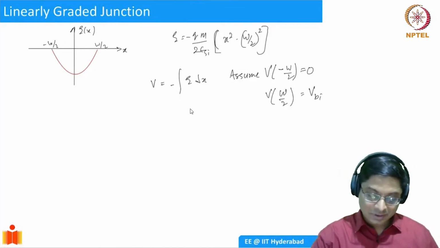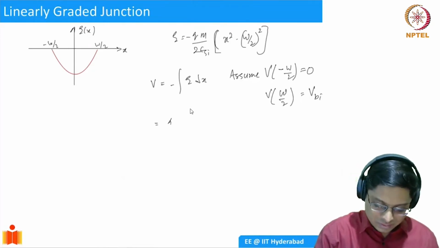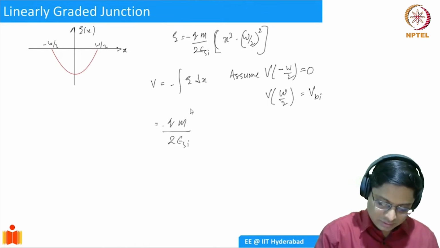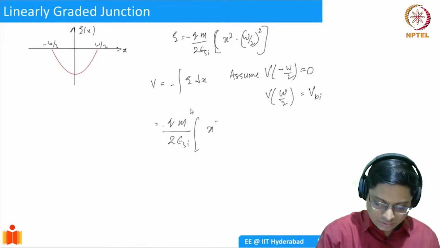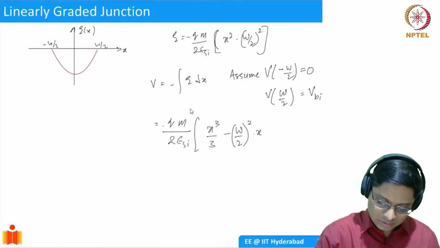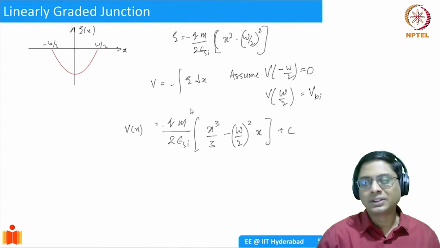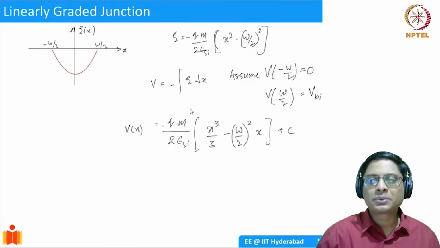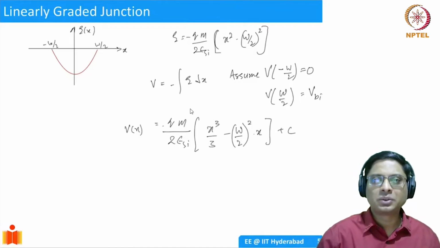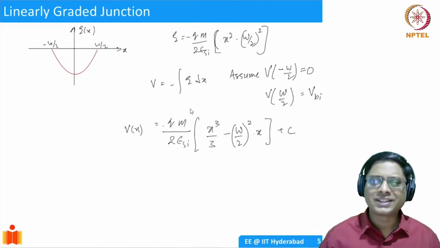So essentially you can write this as Qm, and the minus will go, by 2 epsilon silicon, and then x cubed by 3 minus W by 2 whole square into x plus C. This is V of x. So you have to find what is C. And then you substitute V at W by 2 and you'll get VBI. So please work it out. It's just sanity checking for you.